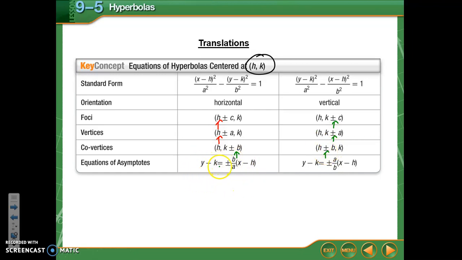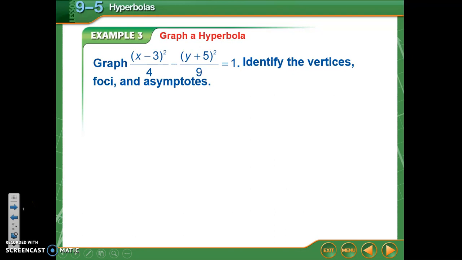Notice that the equations of my asymptotes are in point-slope form. The slopes are still the same as they were before, b over a and a over b, but this time I have to use point-slope form and my point h, k, to get the equation of my asymptotes. So let's try graphing a hyperbola so we can see what happens here.